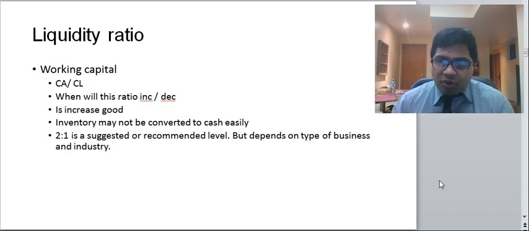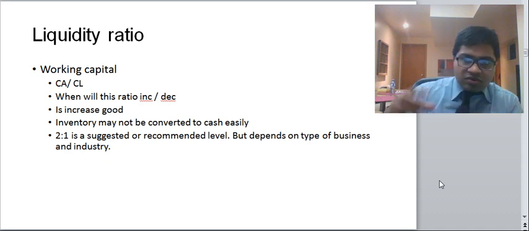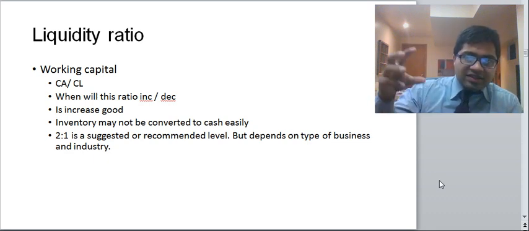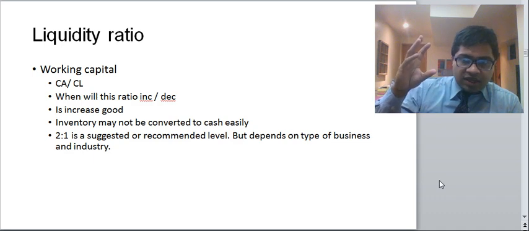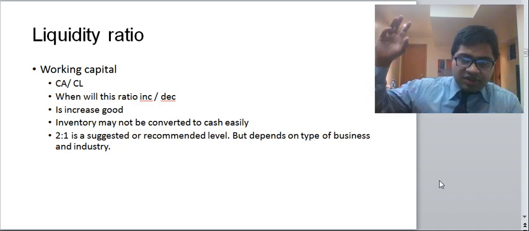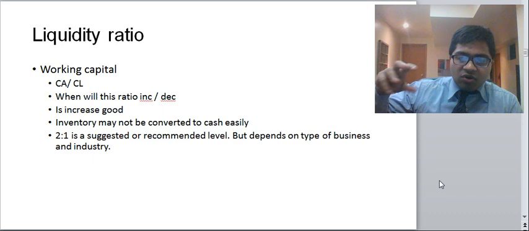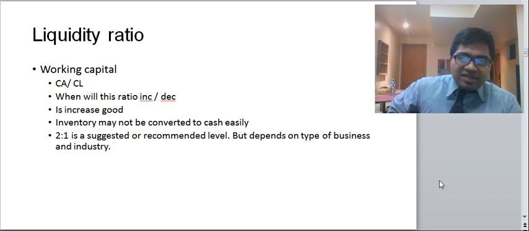Now, an important part is current assets also include inventories. So in numerator, you have current assets, that is composed of cash, short-term investments as well as inventory, and in denominator you have current liabilities, that is composed of short-term liabilities and current portion or the due portion of long-term liabilities in the coming year.